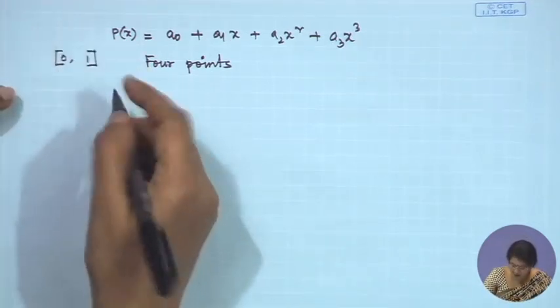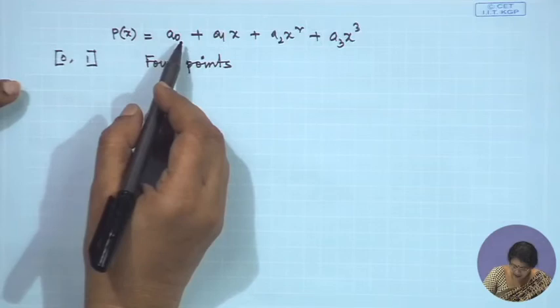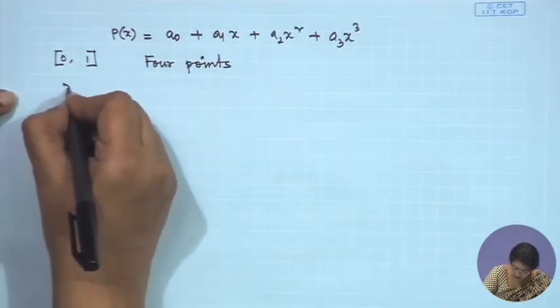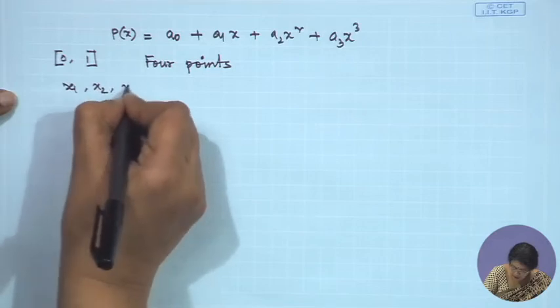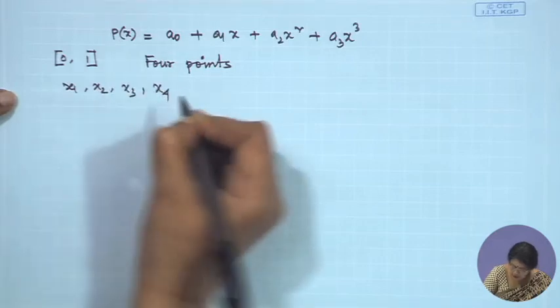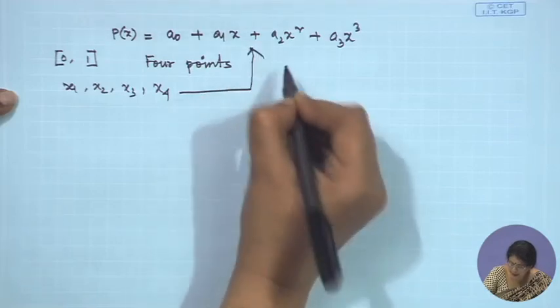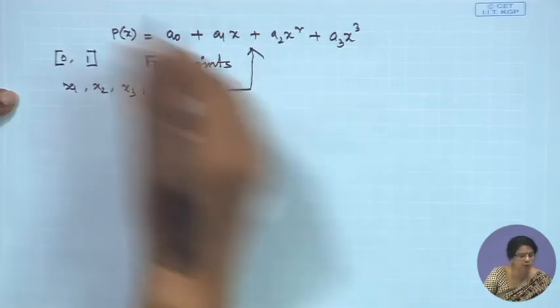And again we can have x1, x2, x3, x4, and if I proceed in this way, then we can fit a nice cubic polynomial here like this.